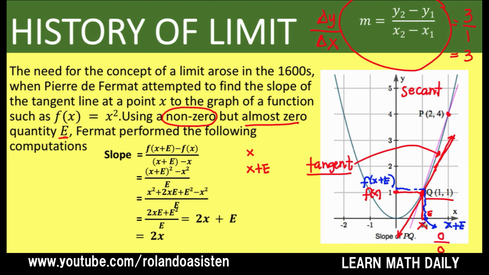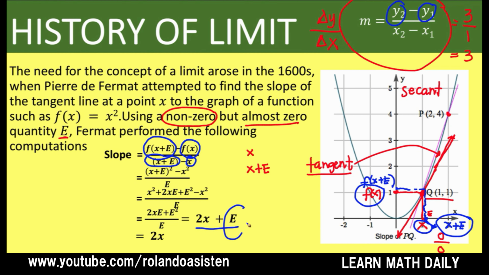So, if we now think of these 2 points, then this formula for slope will now be applicable because we now have y sub 2 equals f of x plus e, and our y sub 1 is f of x, and we copy the minus sign. For the change in x, our x sub 2 would be x plus e, and our x sub 1 would be x. So basically, this formula computes for the slope. And then simplifying, Pierre de Fermat arrived at this value, 2x plus e.